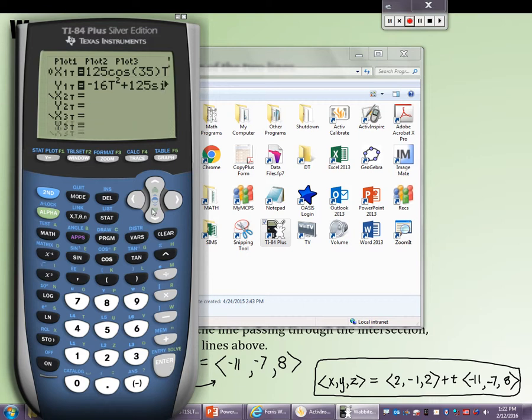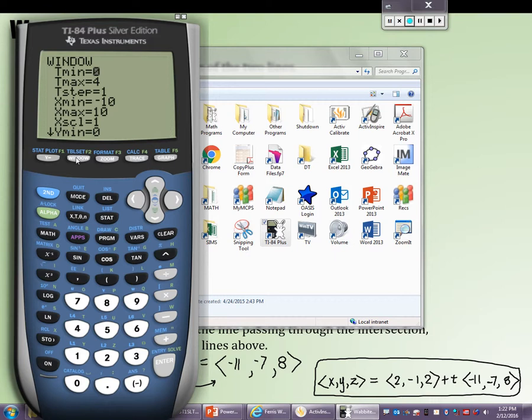Okay, and then I want a window that's like, how about 0 to 6? And then I want a t-step of 0.1 maybe. And we want to go from 0 to 450 maybe, because that's where the wall is, 400, right? And 0 to 100, okay. All right, so if we watch, there goes the ball, right? Projectile motion, it's beautiful.